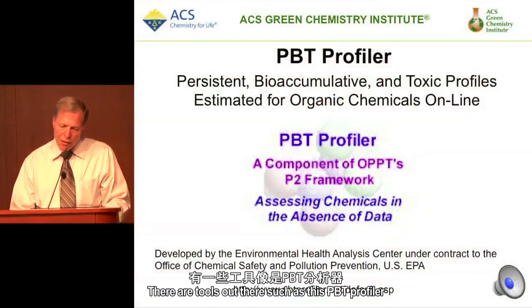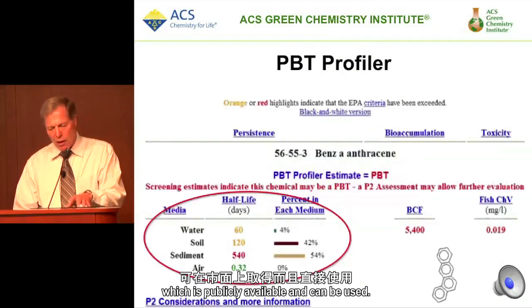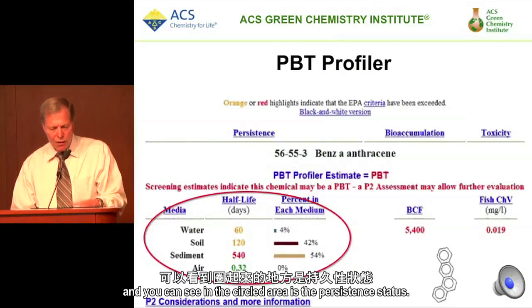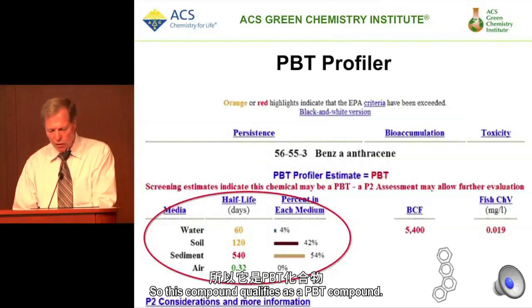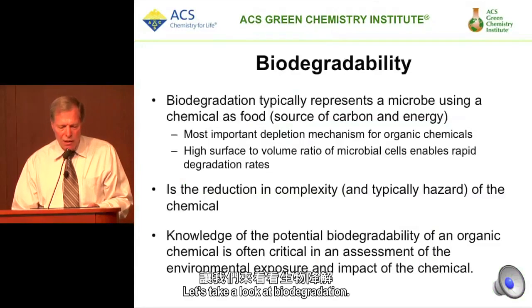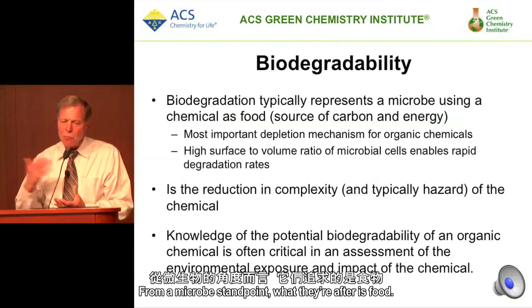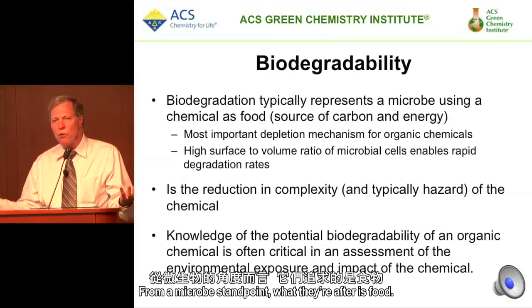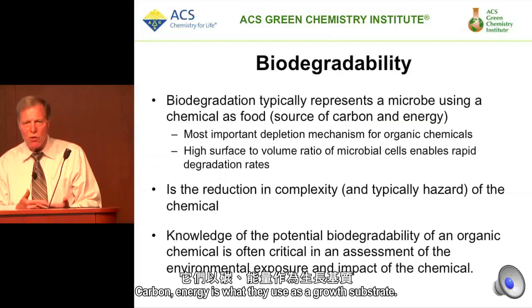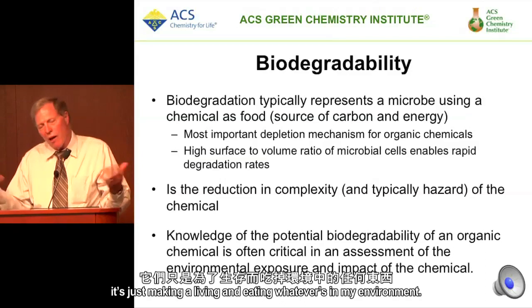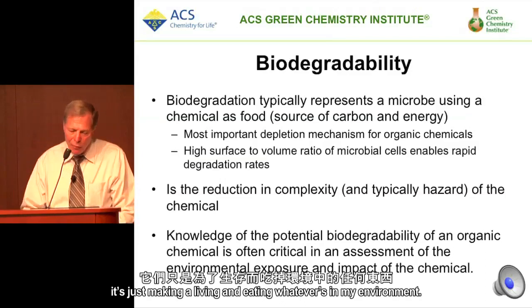There are tools out there, such as the publicly available PBT profiler. This is a data output for benz[a]anthracene, and within the circled area you see the persistence data. This compound, when you look across here, qualifies as a PBT compound. Okay, let's take a look at biodegradation and talk about that a little. From a microbe standpoint, what they're after is food: carbon and energy, which they use as a growth substrate. For us, they're catalysts to take compounds away. For the microbe, it's just making a living, eating whatever's in the environment.